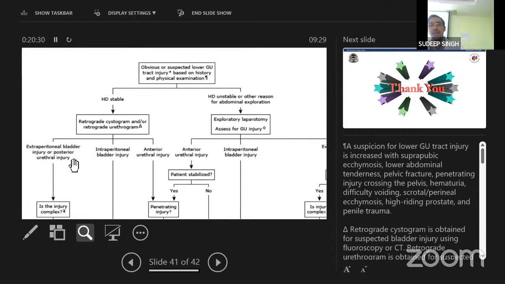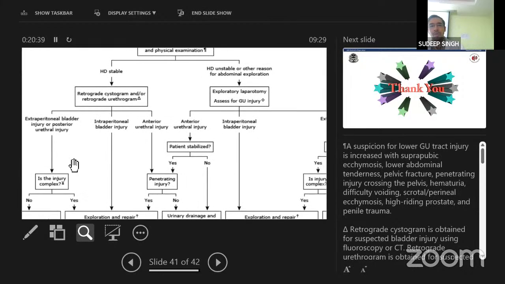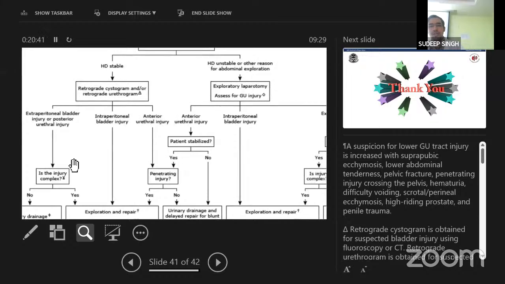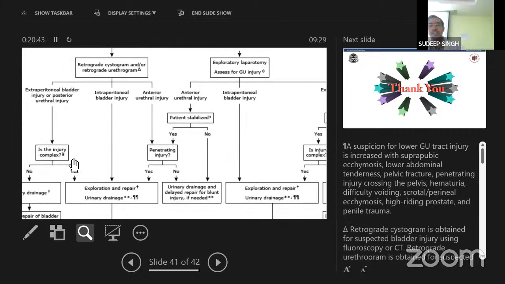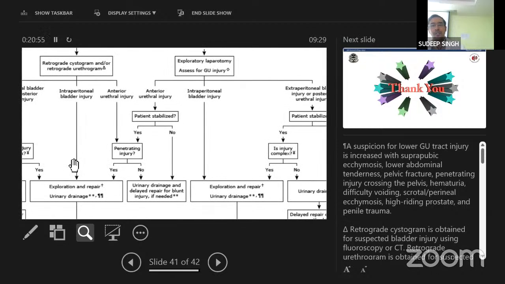If the patient is already in exploratory laparotomy for some other reason, we have to check for anterior urethral injury. We have to check whether the patient is stabilized or not. If stabilized, then we can go for exploration and repair in case of penetrating injury. If not, just drainage and delayed repair. In case of an intraperitoneal bladder injury found during laparotomy, we need to go for direct exploration and repair with urinary drainage.